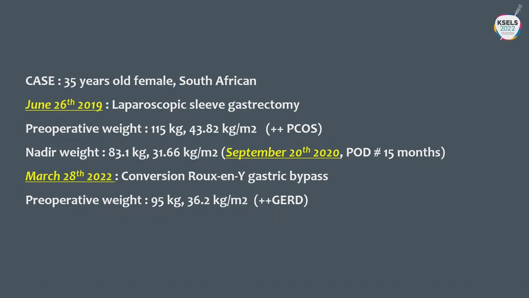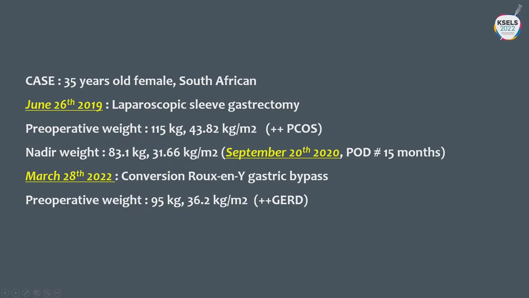The case is a 35-year-old female, South African. She had a laparoscopic sleeve gastrectomy on June 26th, 2019. At that time, her weight was 115 kg, BMI 43.8, and she also suffered from polycystic ovarian syndrome. After surgery, her weight loss was a little slower than usual, so we sometimes needed medication, Qsymia or Saxenda, which were well tolerated. She reached nadir weight 15 months after surgery. Her weight was 83 kg and BMI 31.66.